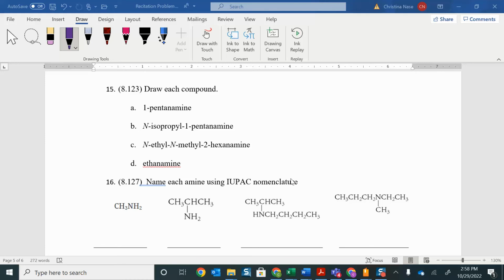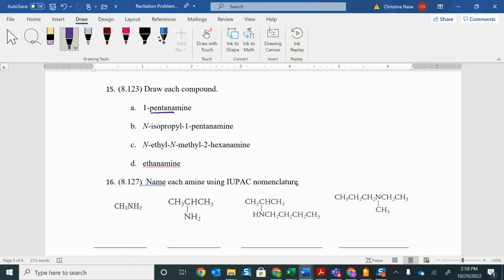Let's draw some amines. An amine has a nitrogen in it, so that's going to be our base, and we're going to draw the main carbon chain here. This is pentanamine. Pent means I have 5 carbons, and then on carbon 1, I have an amine.